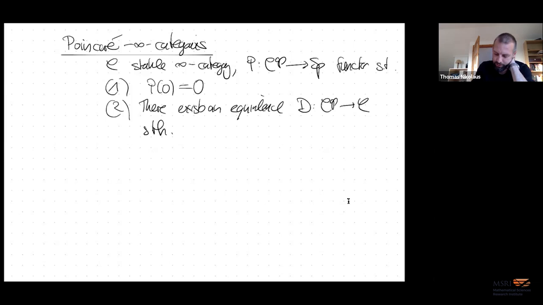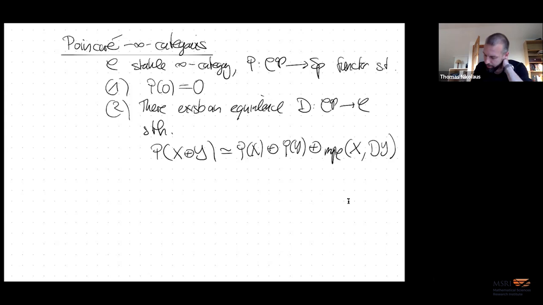Q of X plus Y. So if you just insert the sum of two objects, that's equivalent to Q of X plus Q of Y plus a bilinear part, and that is just given by maps in C from X to the dual of Y, the mapping spectrum in C. And I hope I got the variance right. Yes, that's contravariant. Okay, so that's the second equation and the most important one.